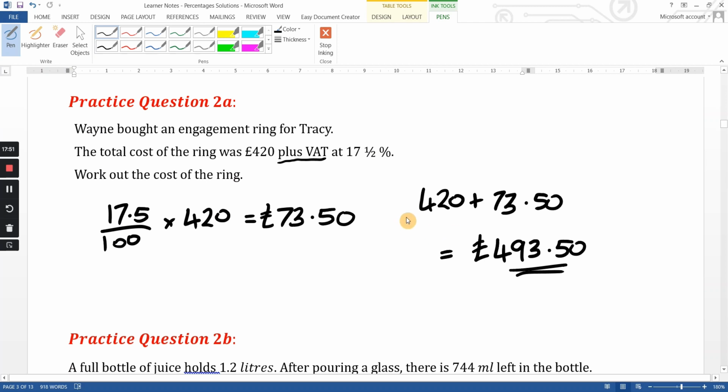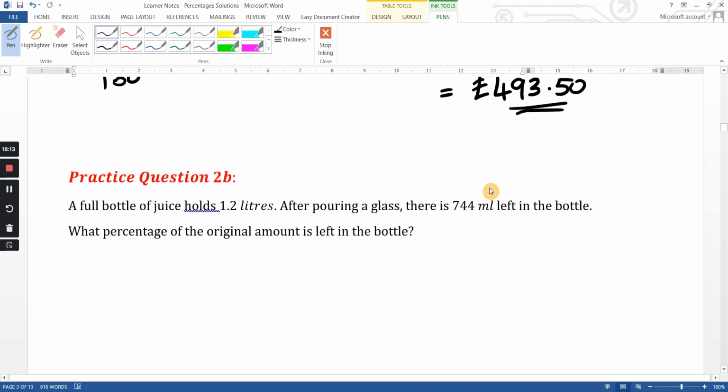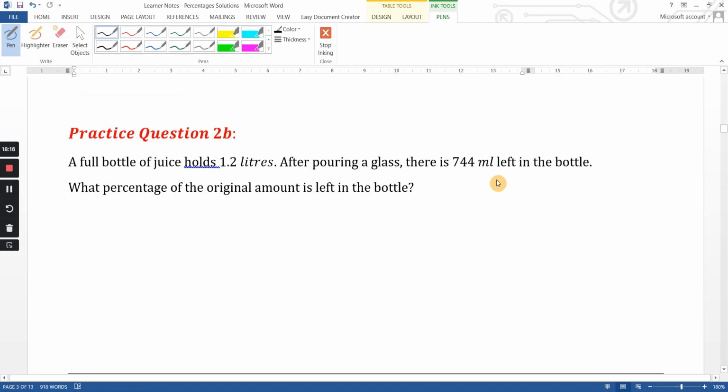It's a typical functional skills, kind of like a functional skills level 1 question, really. It's leaning towards level 1, maybe level 2 because of the 17.5%, which would put a lot of people off, I think. But definitely a functional skills style question. Let's have a look at the next one.